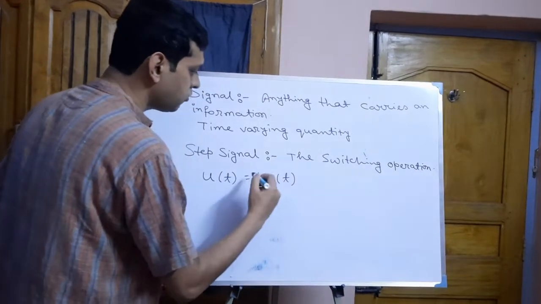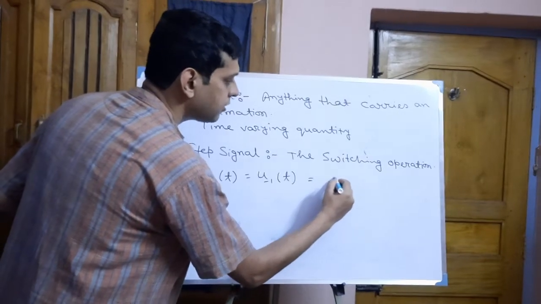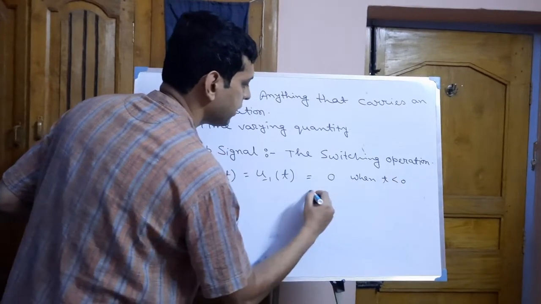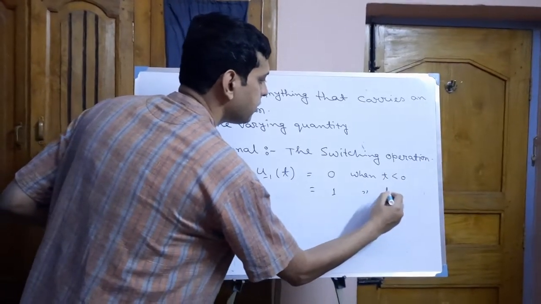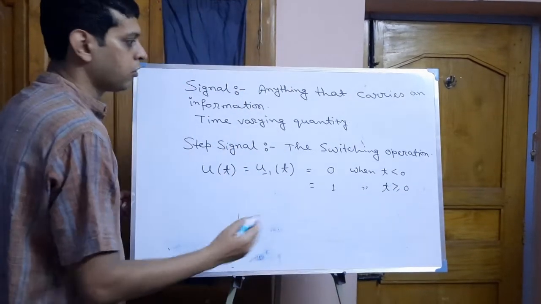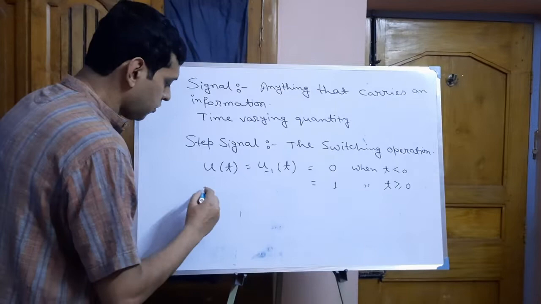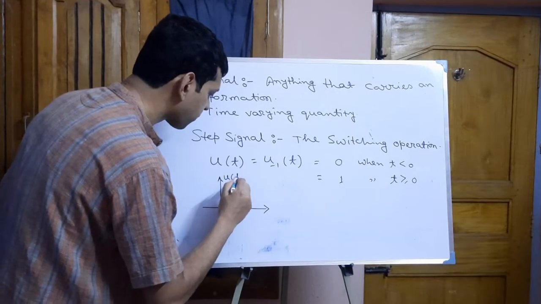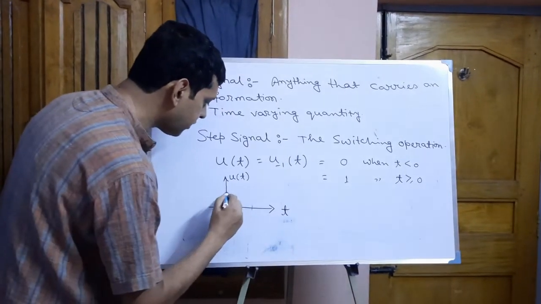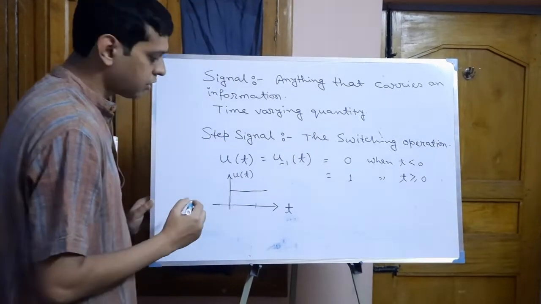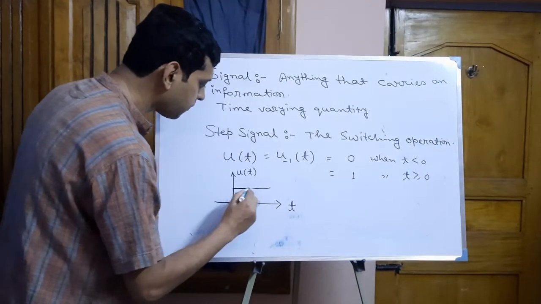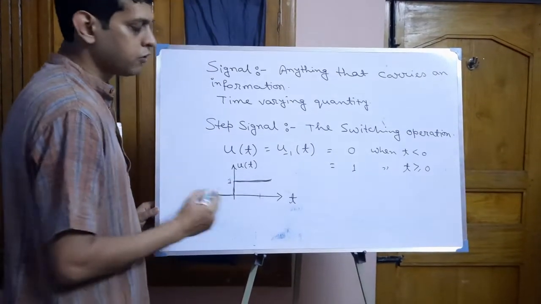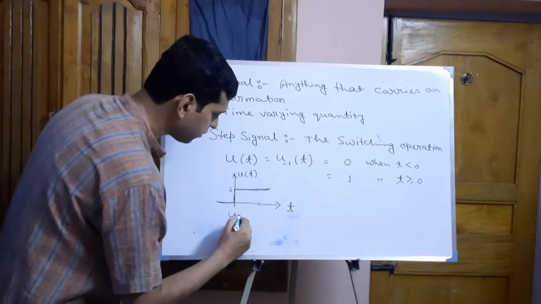The definition of u(t) or u minus 1(t) is this is equal to 0 when t less than 0, and this is equal to 1 when t greater than equal to 0. Now, if we plot the u(t), we will get this is u(t). Now, this looks like a step. Now, the value of this step is 1. So, we call it unit step signal.